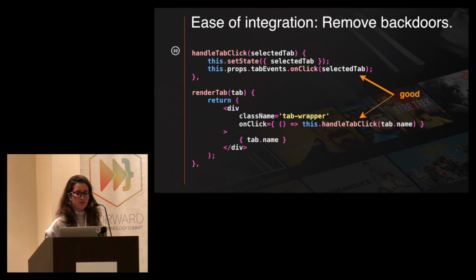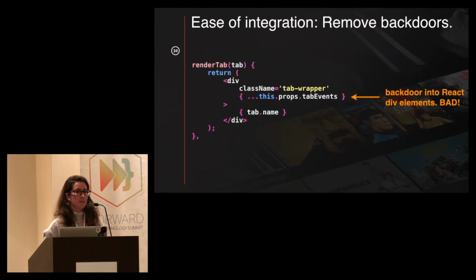Another way to do this would have just been to take the tab events prop and object spread it into the React element. And this is bad for two reasons. One, the developer now has a backdoor to React elements, so they can pass in an onHover or onFocus or onWhatever, which will lead to inconsistent behavior across projects and also potentially unexpected behavior for them. But also, this isn't super performant when it comes to React.